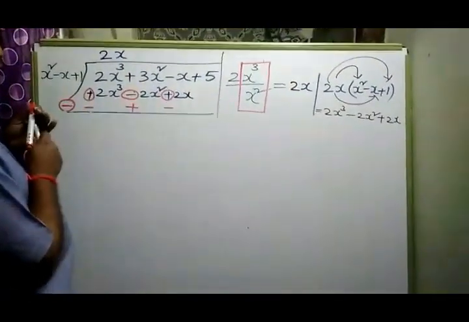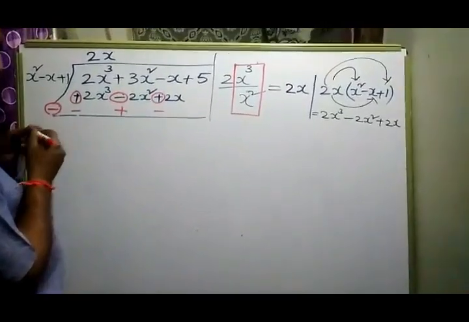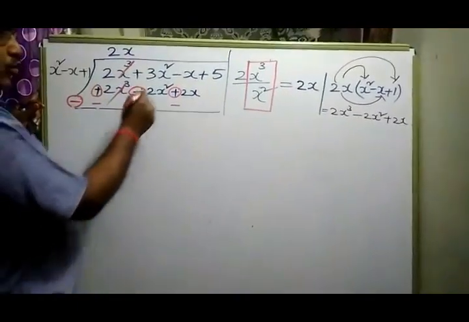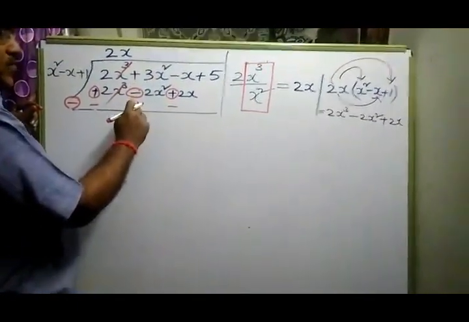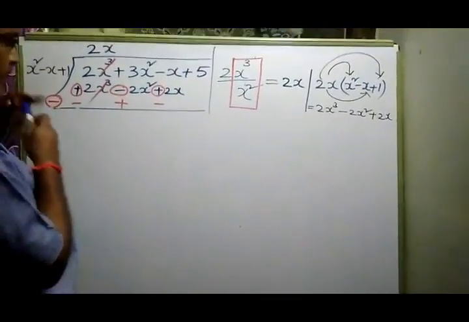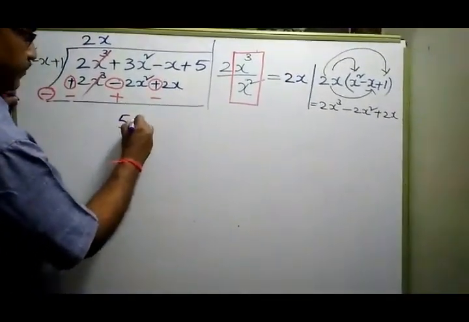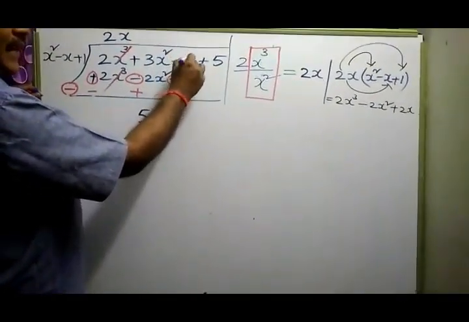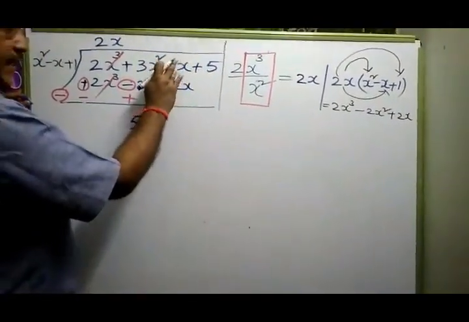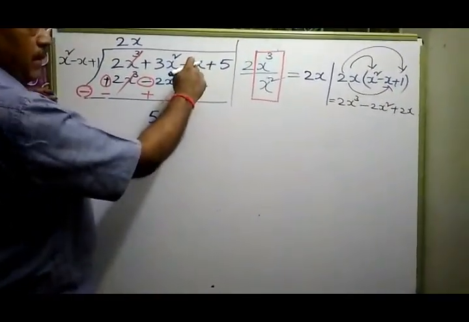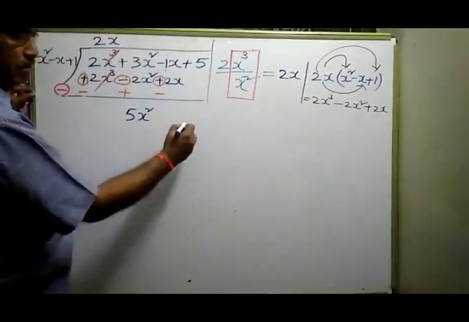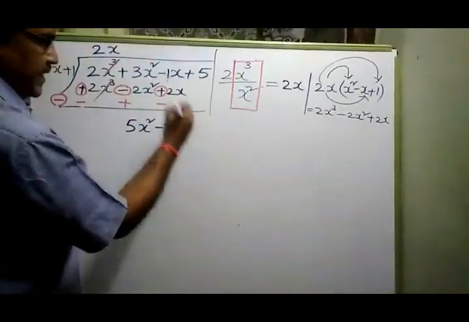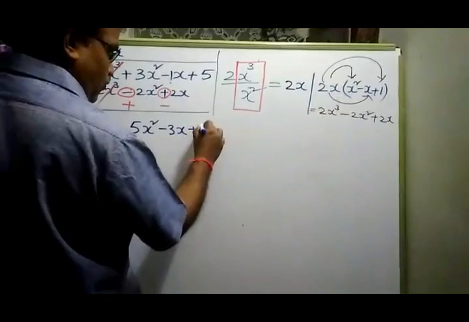Now 2x cube minus 2x cube is 0. 3x square plus 2x square is nothing but 5x square. Here the numerical coefficient of x is 1, so minus 1x minus 2x is minus 3x. Bring down 5.